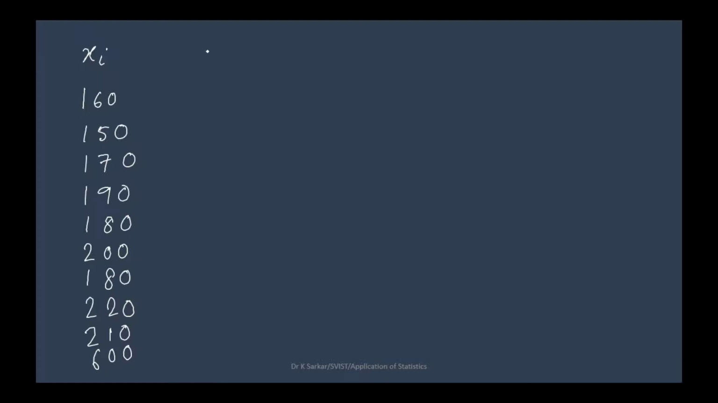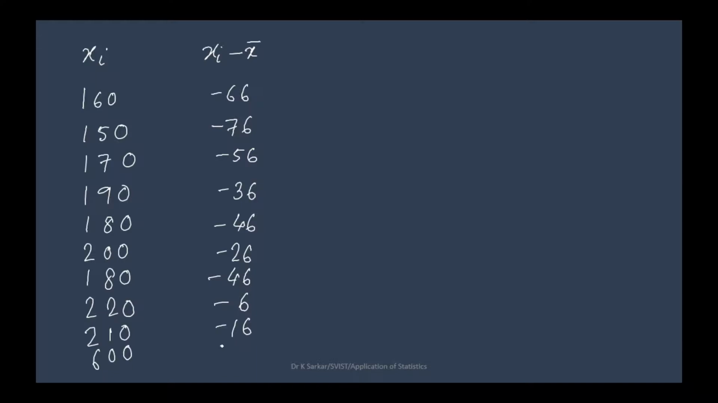Let us find xi minus x bar. X bar is the mean, and the mean is 226. So 160 minus 226 is minus 66. And similarly, we will get minus 76, minus 56, minus 36, minus 46, minus 26, minus 46, minus 6, minus 16, 374.